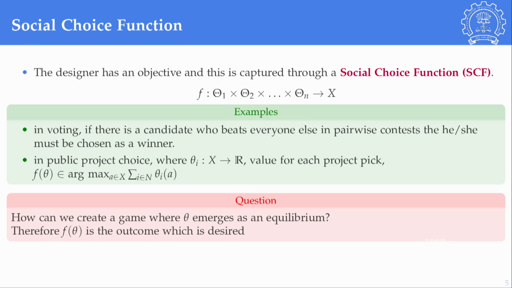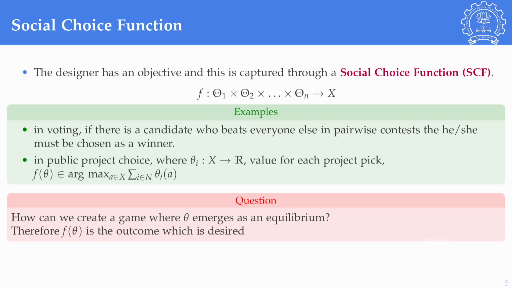So going forward from now on, we will always use theta to be the true values. Theta prime, theta tilde, all these things could be anything else. It need not be the true one. This has to come out as an equilibrium, could be a dominant strategy equilibrium, could be a Nash equilibrium, we will talk about that later. So if I can achieve that, then our f of theta is the outcome which is desired, right.